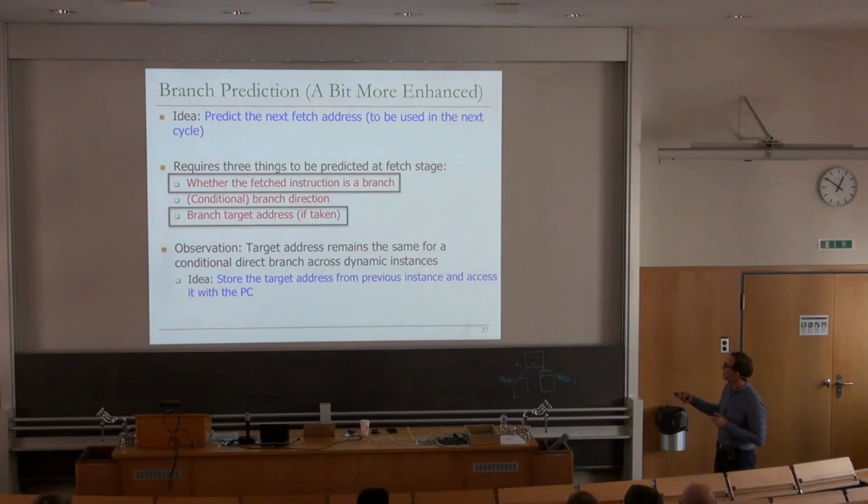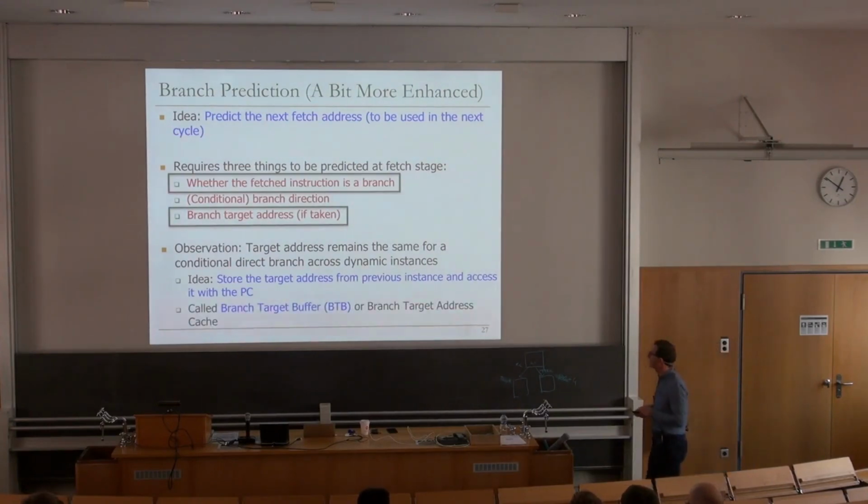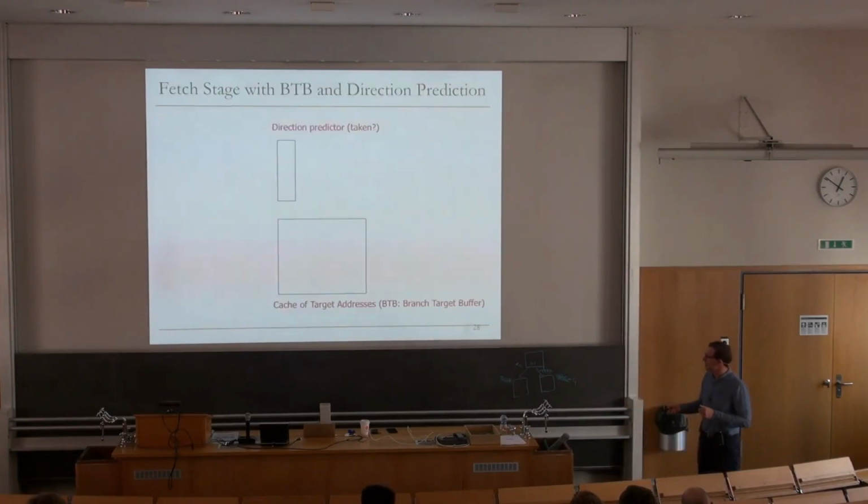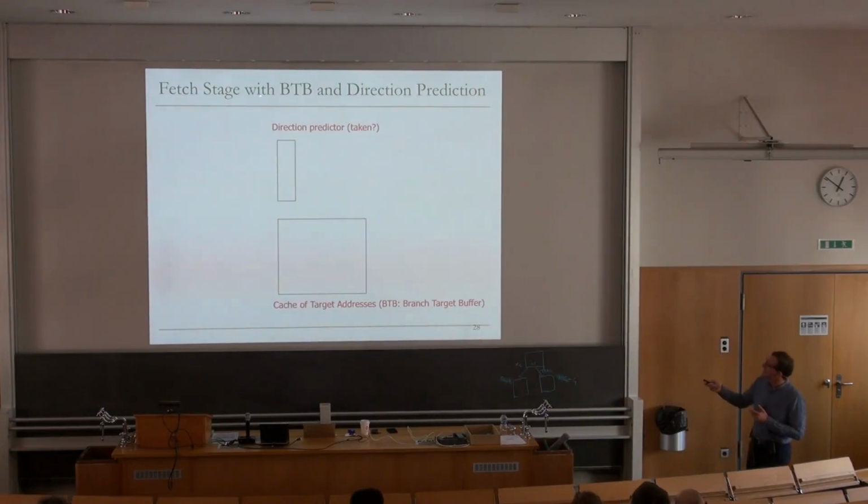Store the target address from the previous instance and access it with the program counter when you fetch it. This is called a branch target buffer or a branch target address cache. IBM calls it the branch target address cache, BTAC. And this is the fetch stage with a BTB, a cache of target addresses, and the direction predictor.